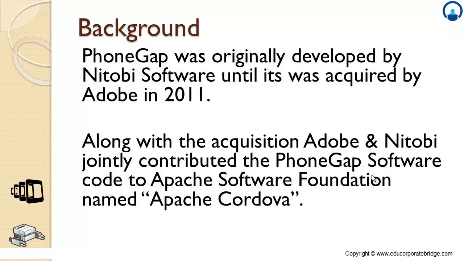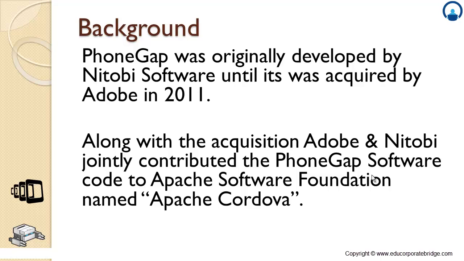Let's look at some background of PhoneGap. PhoneGap was originally developed by Nitobi Software until it was acquired by Adobe in 2011. Along with the acquisition, Adobe and Nitobi jointly contributed the PhoneGap software code to the Apache Software Foundation, named Apache Cordova. With that, PhoneGap became Adobe PhoneGap and PhoneGap Build became Adobe PhoneGap Build. The difference between PhoneGap and Cordova is that PhoneGap is an open source distribution of Cordova. You can say Cordova is related to PhoneGap just like WebKit is to Safari or to Chrome.